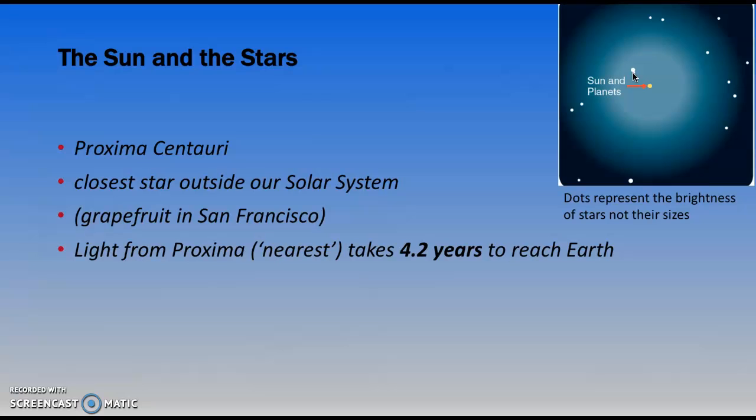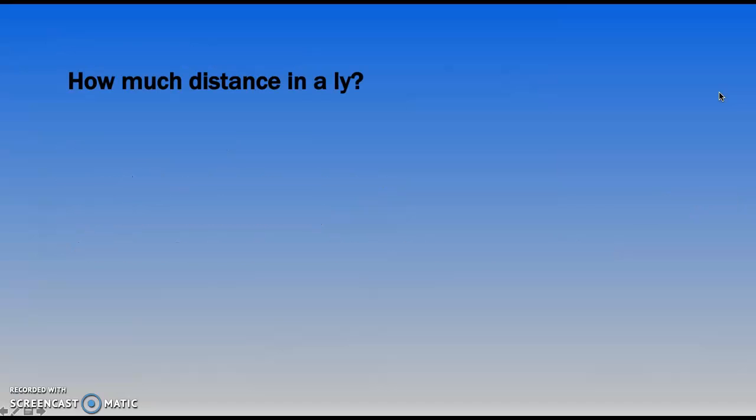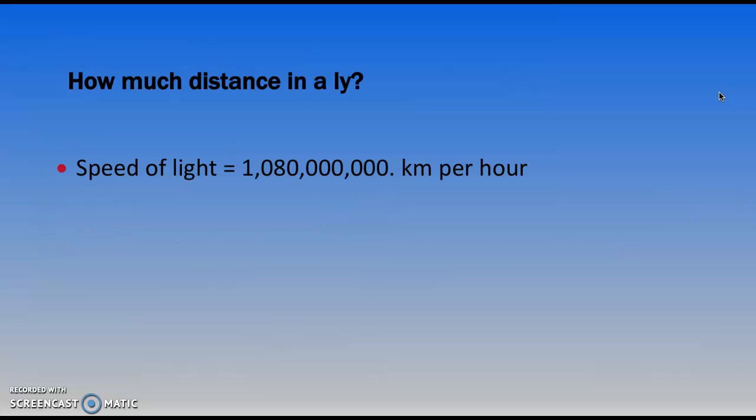And the light from Proxima Centauri takes over 4 years to leave that star and get to Earth. So as you see here, this is about 17 light years across in this view that we have here. Now, how much distance is in a light year, you might ask? Well, we can do the calculation. And the calculation is bringing in another thing.